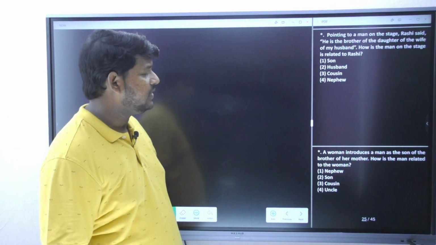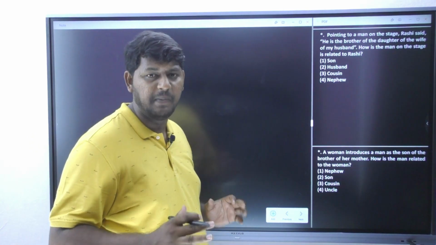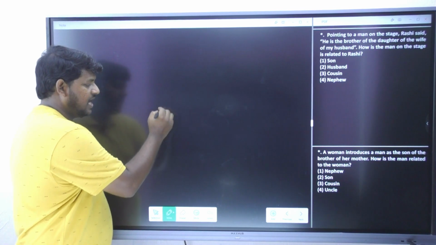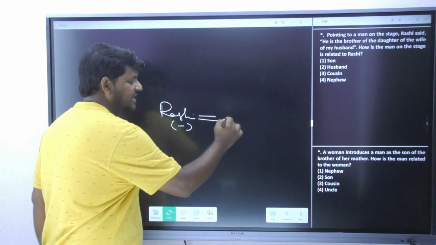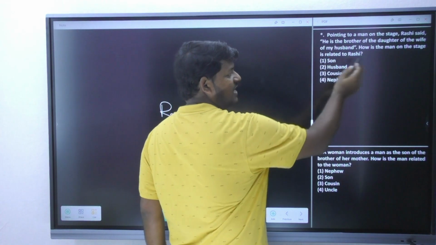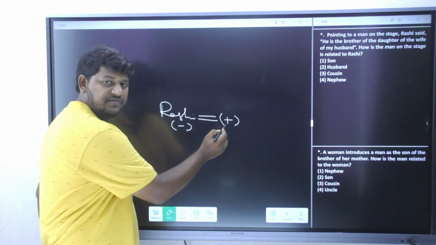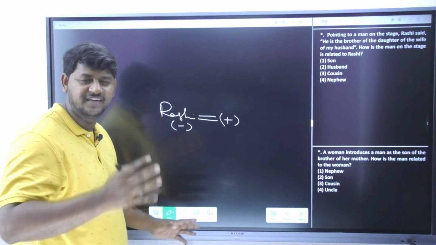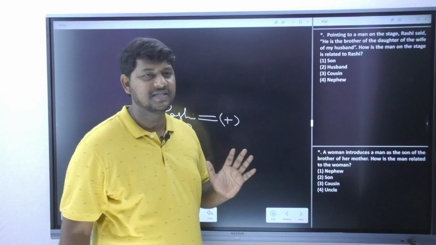Okay, now he is the brother of the daughter of the wife of my husband. My husband is nothing but, can I say it as Rashi's husband? Yes, I will say Rashi is a female and Rashi's husband. Okay, let us go from this one. Rashi's husband's wife. Rashi's husband's wife is again coming back to Rashi. And don't tell me that Rashi's husband is having 2 wives, 3 wives. No, it's not possible in this subject. Okay, she is talking about herself only.